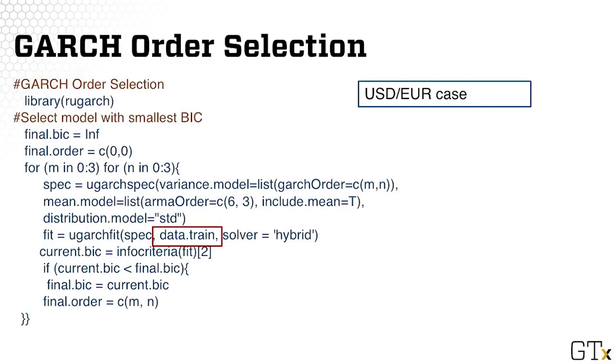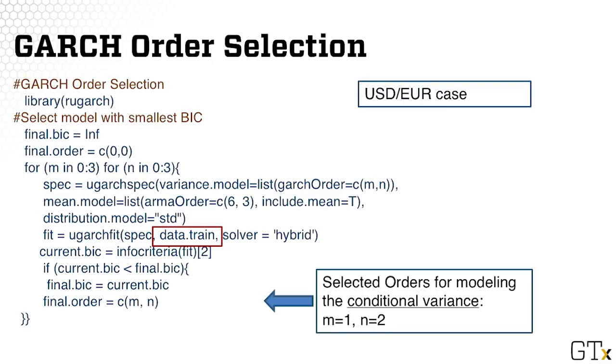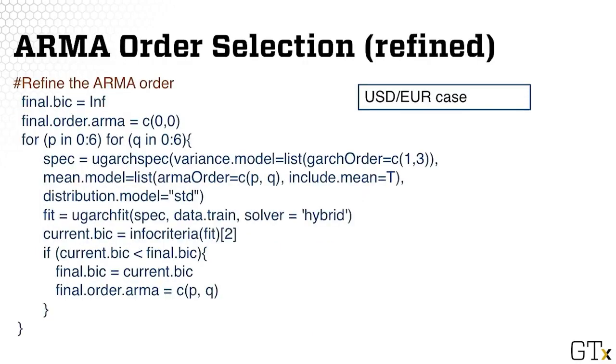Note that I am using here the BIC, or the Bayesian Information Criterion, to select a parsimonious GARCH model, which is preferable when fitting an ARMA-GARCH joint model, which is already very complex. The selected orders for the GARCH model for the conditional variance are M equal to 1 and N equal to 2. We'll continue with refining the orders for ARMA, fixing the orders for GARCH.